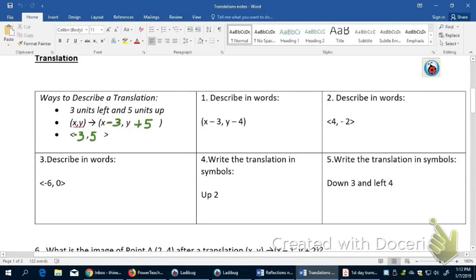All right, so let's look at some examples. These are some examples of these symbols. Okay? So the first one says X minus 3, Y minus 4. Okay? The minus 3 is with the X. So which way do they think that's going to move? Left. This one says Y minus 4. That's with the Y. So down. So what you would write in words here is left 3, down 4.